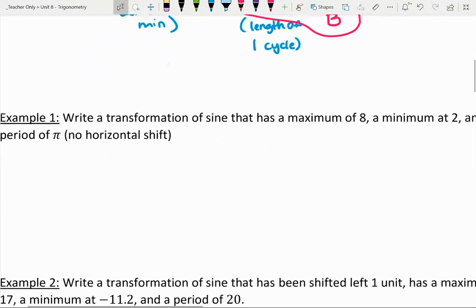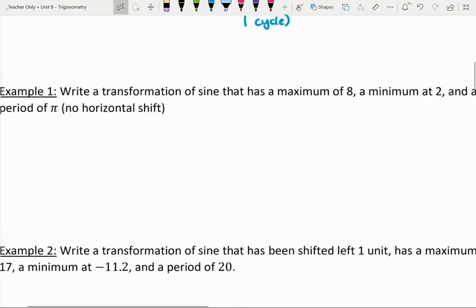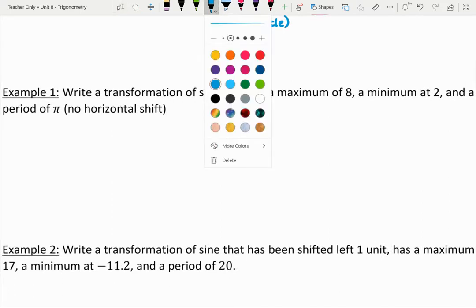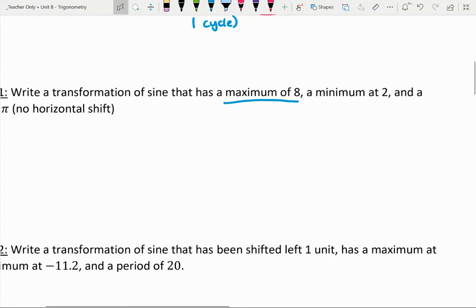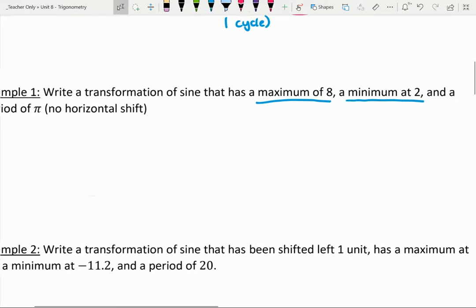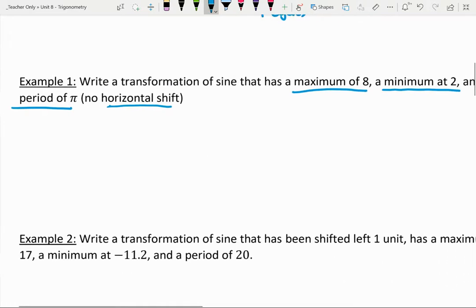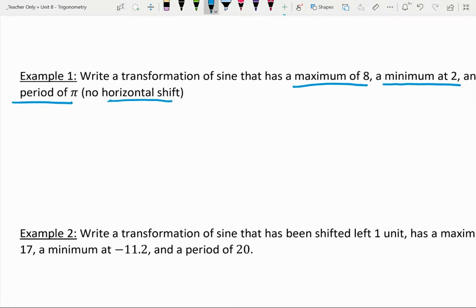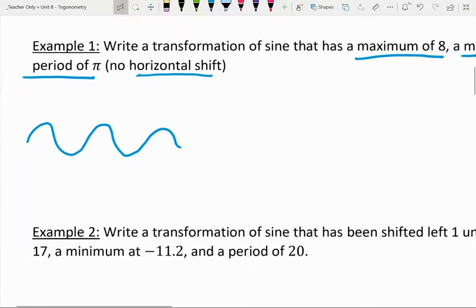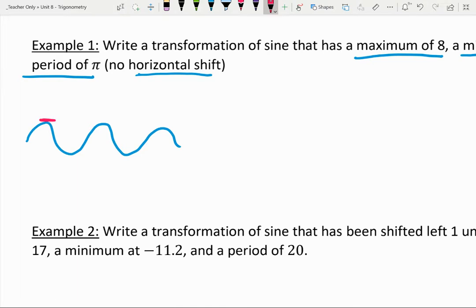So let's do a couple of examples here. Example 1 says: write a transformation of sine that has a maximum of 8, a minimum of 2, and a period of pi with no vertical shift, or excuse me, no horizontal shift. So if I just think about visualizing this a little bit, I've got some sort of sinusoidal graph. It has a maximum at 8 and a minimum at 2. So how does that help me?